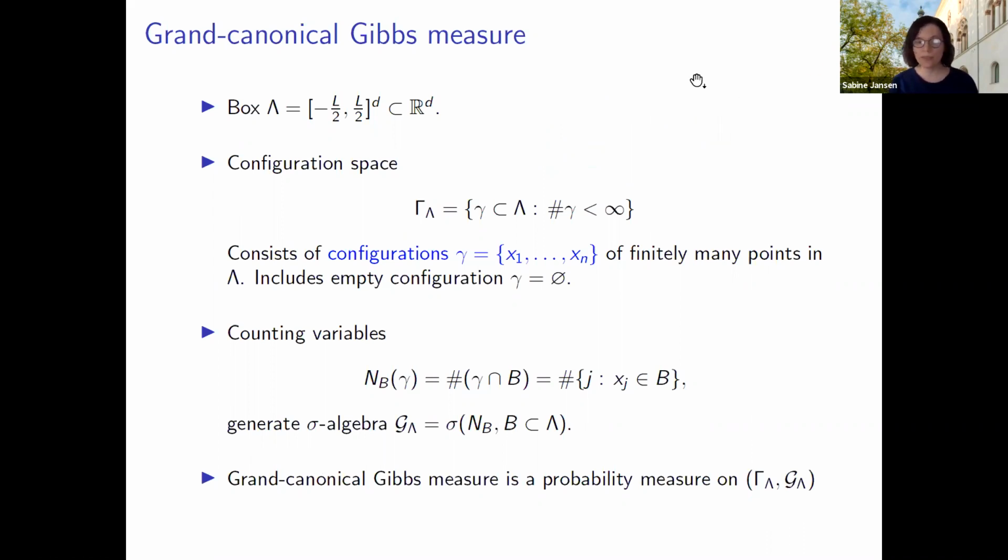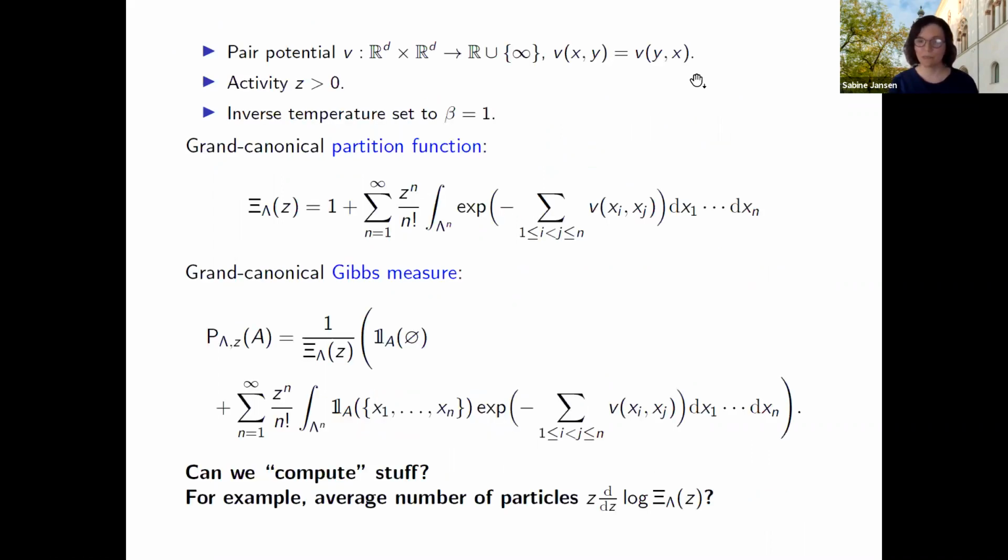So then comes the standard definition of what a grand canonical Gibbs measure is. We're given a pair potential V, which may take the value infinity. To uncomplicate our lives and not go into the business of stability, let me just assume always that the pair potential is non-negative. We're also given a positive parameter, which is the activity z. And to simplify formulas, inverse temperature will always be set to 1 in this talk, so there is no beta.